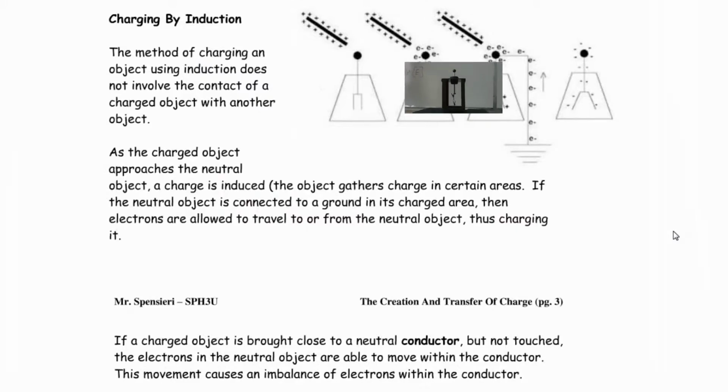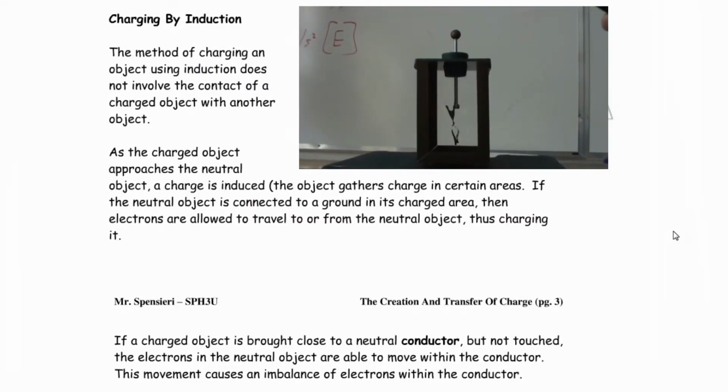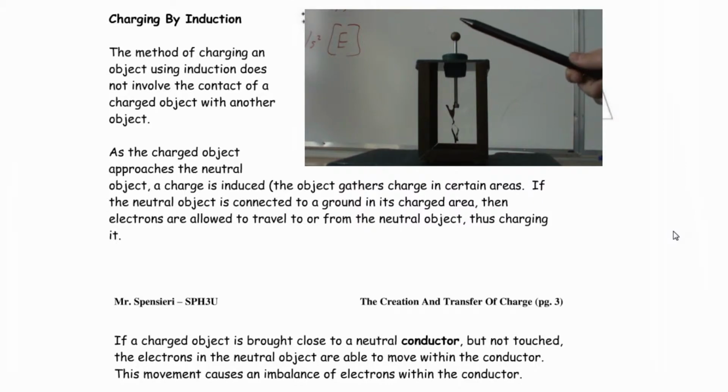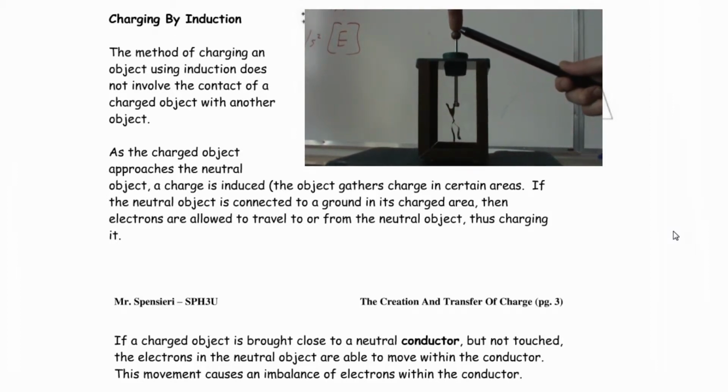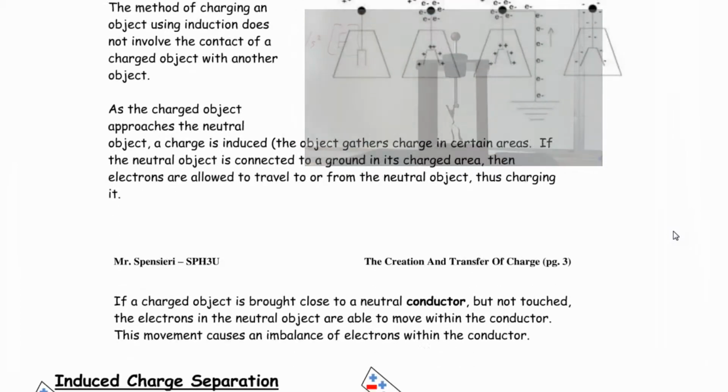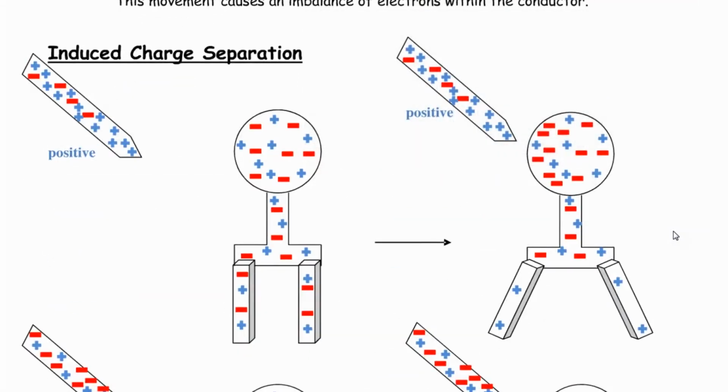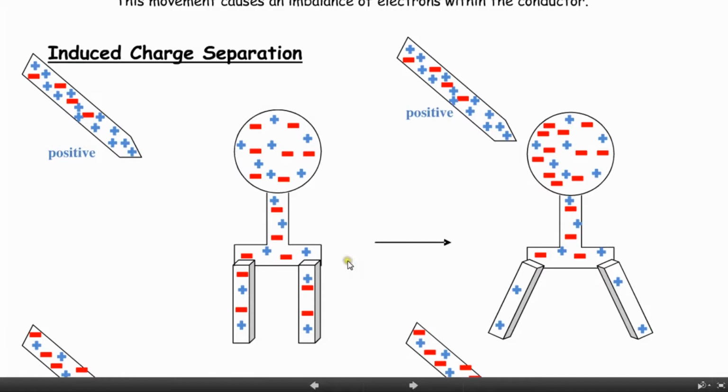Another method of charging is known as charging by induction. This does not require the contact of two objects. However, it does require that one of the two objects is charged. The other object must be a conductor of electricity. Induced charge separation occurs when the charged object is brought close but does not come in contact with the electric conductor.